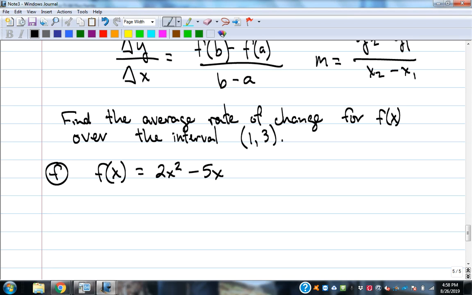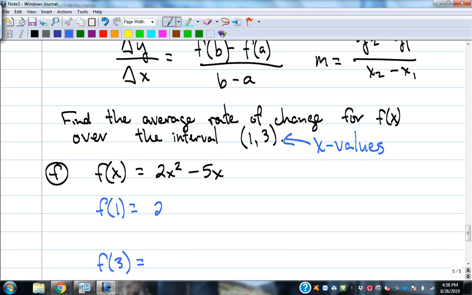We're using x values. Anytime they give you an interval and they're asking about an average rate of change, those are x values. These are x values always. Anytime they give you an interval, those are x values. So what we've got to do is find the ordered pair that goes with that so that we can find the slope. So we need to find f of 1 and f of 3. We've got to get those y values that go with those x values. If we get those, then we've got everything that we need to find the slope.